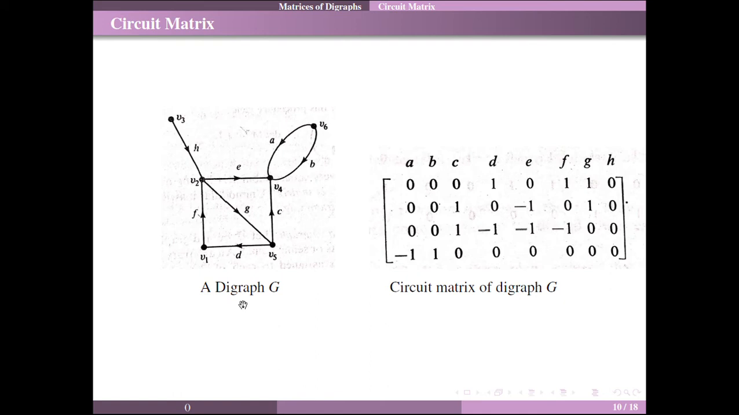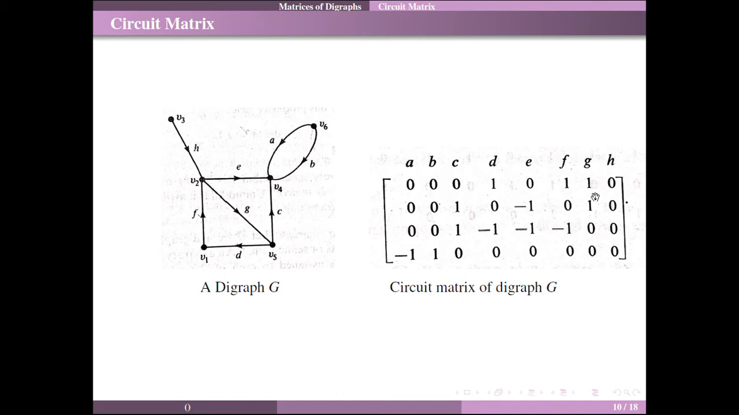For this digraph, let us try to write the circuit matrix. Here we can see there are 4 circuits. One is consisting of A and B. Second circuit consisting of C, E and F. Third circuit consisting of D, F and G, and fourth circuit consisting of F, E, C and D. We can assign arbitrary orientations to each of these circuits.